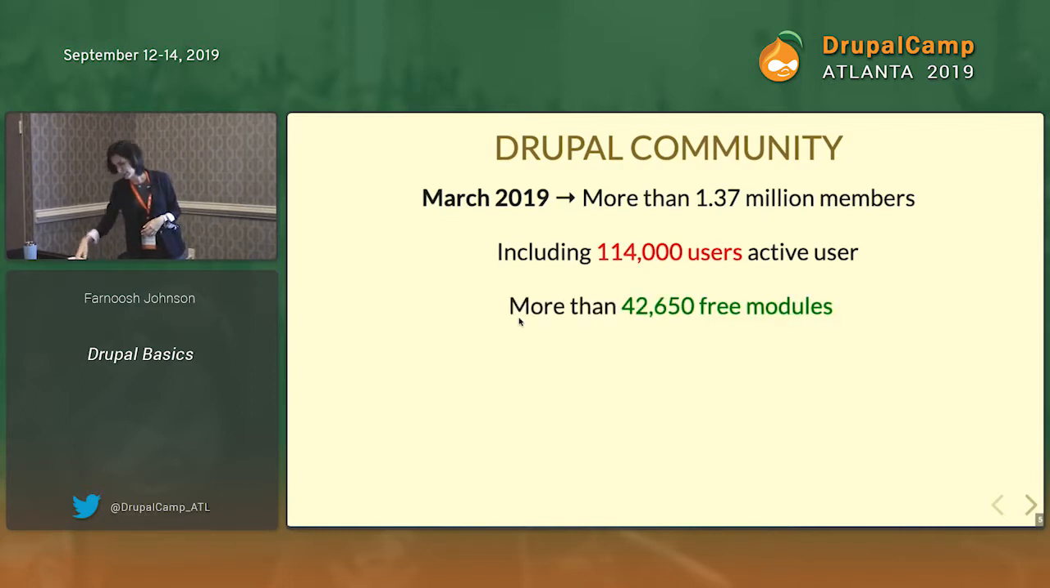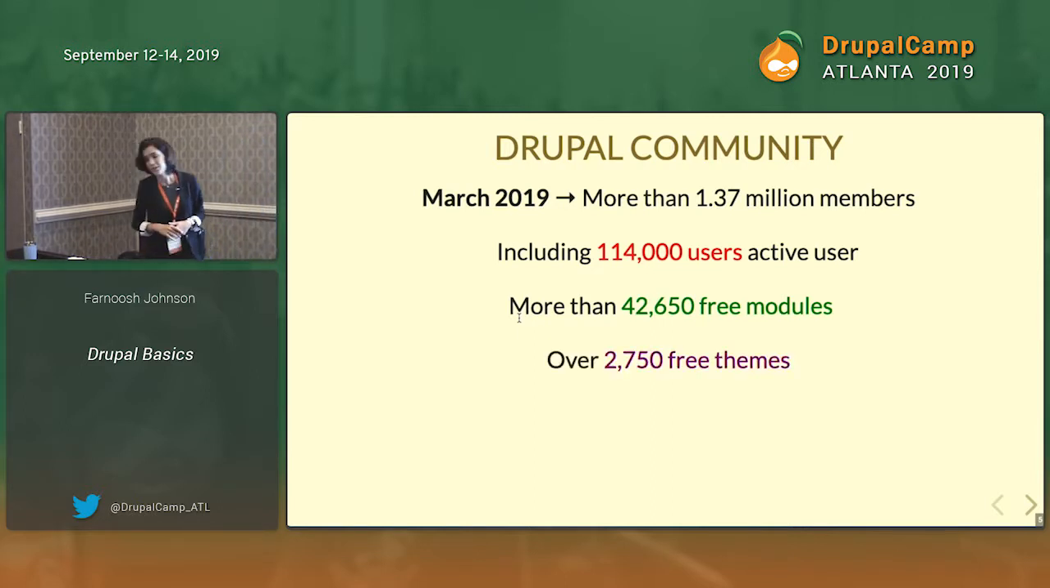So with this many active users, as a result Drupal has more than 42,000 free modules and over 2,700 free themes. So you can go to Drupal.org and look at the modules and themes. I can show you at the end of this session if I have time.